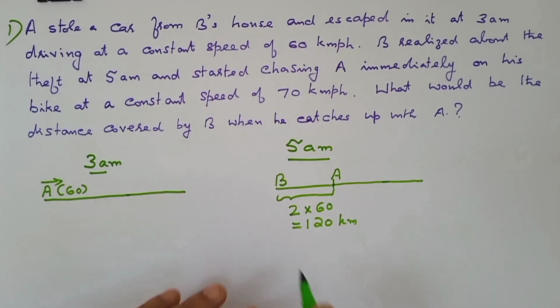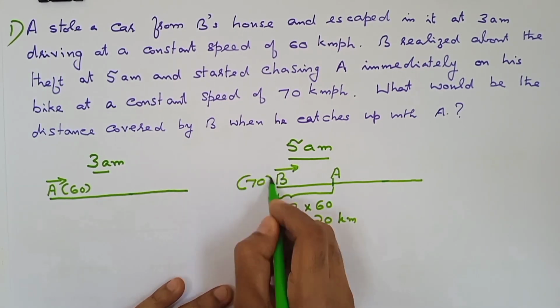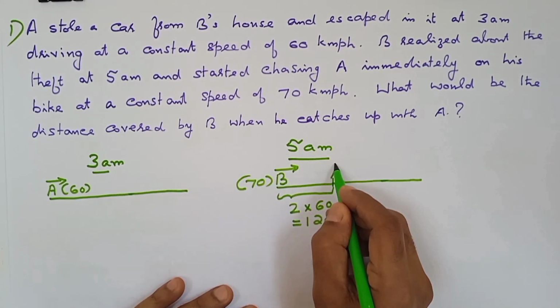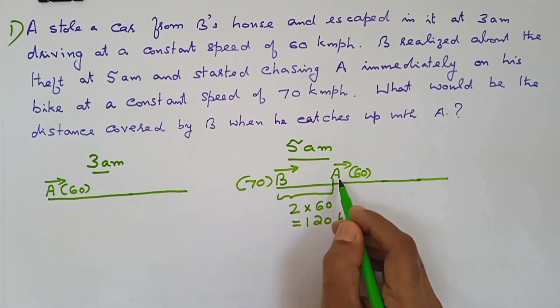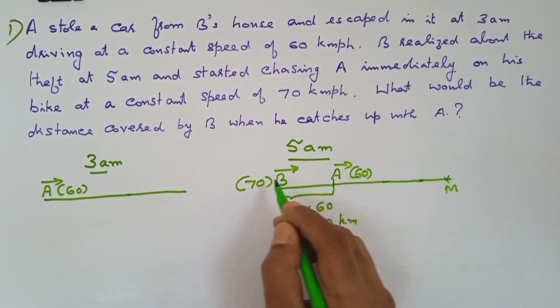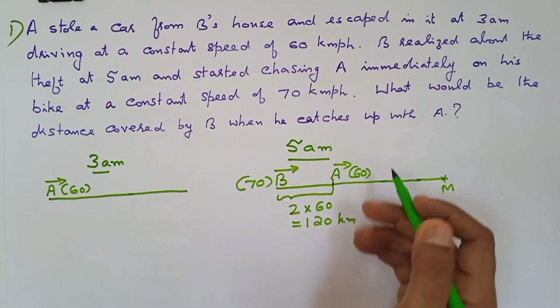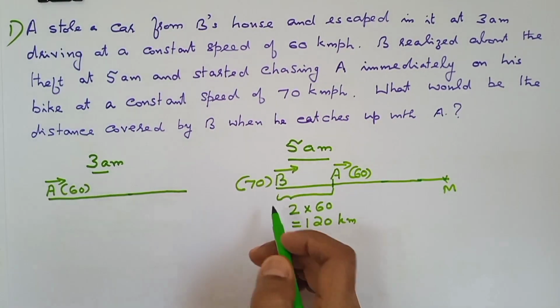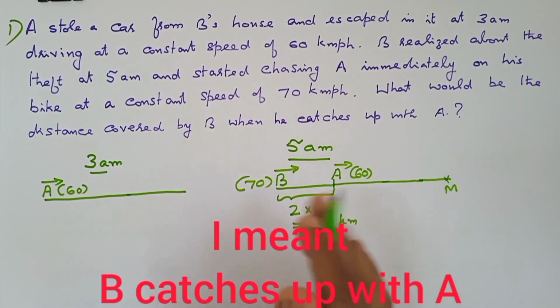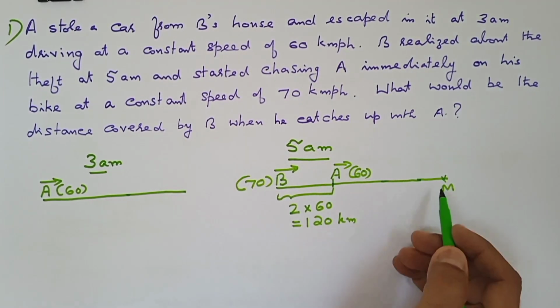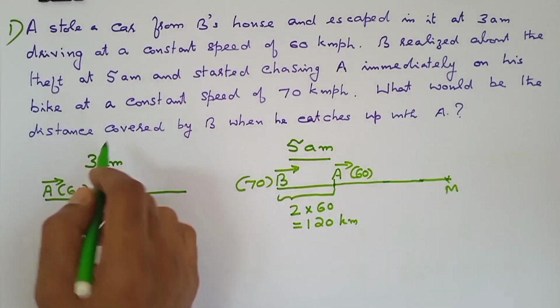By the time B starts chasing on his bike at 70 km per hour, A is still driving at 60 km per hour. Obviously, B will catch up with A at some point here because B is driving faster than A. And we are asked to find out the distance covered by B by the time he catches up with A. But let's first find out the time after which B will catch up with A. From there you can find out what they want.